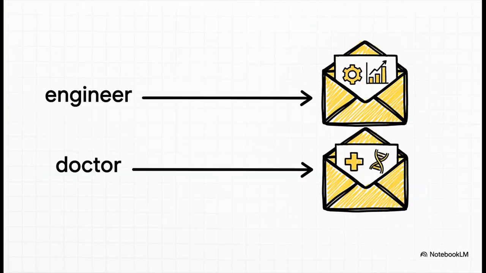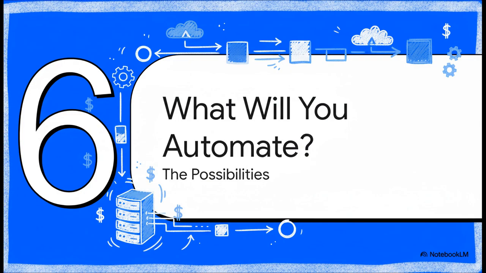And that brings us to the payoff, right? Each one of those paths from the switch node can end with a unique action. So we can send a custom-written email to all the engineers and a totally different one to the doctors. It all happens instantly, automatically, all from that one single person filling out a form. Pretty cool, huh? Just building a simple workflow like that, you start to see the logic and the absolutely incredible possibilities. So the real question now becomes, what are you going to do with all this power?